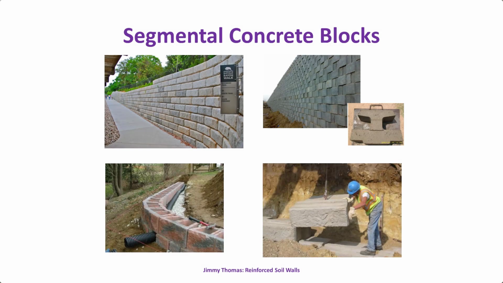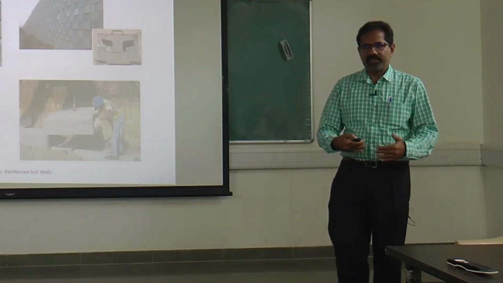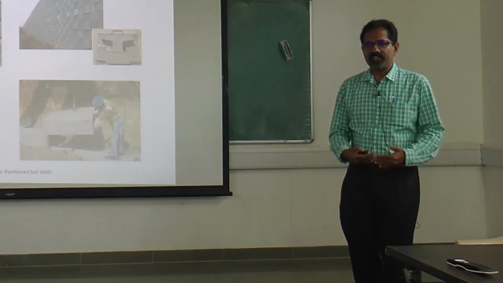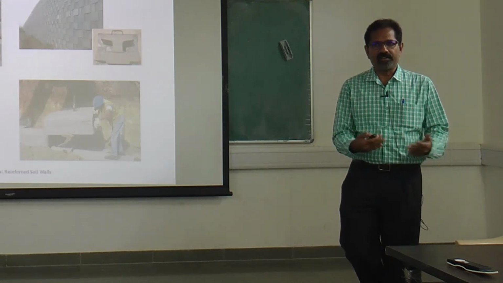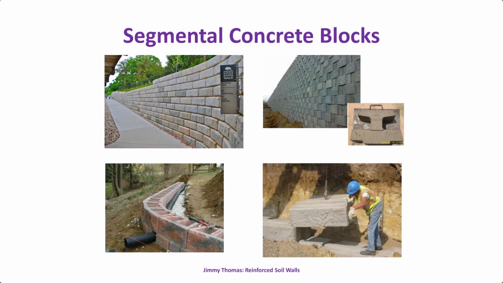Then we have small concrete blocks actually. Panels need a heavy crane to be lifted. Even the incremental panel weighs about a ton. These are small blocks which weigh about 30 or 45 kg, which can be lifted and placed manually by a person. Again, these can be hollow or solid. We can also have large blocks actually.